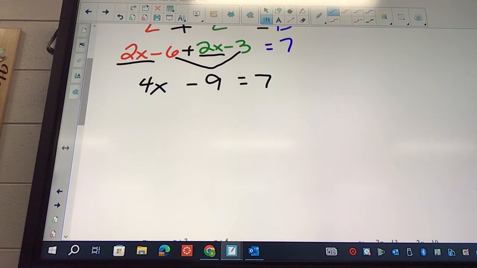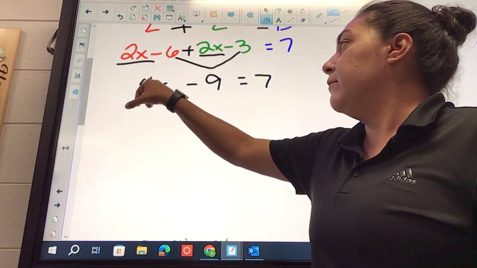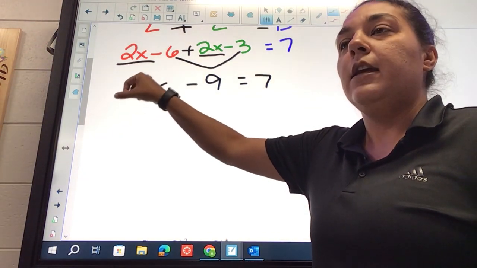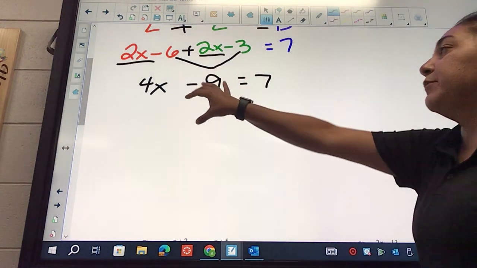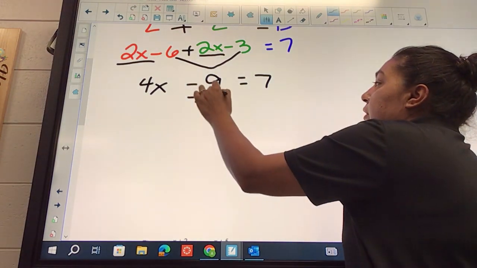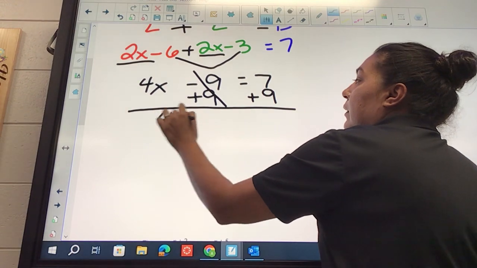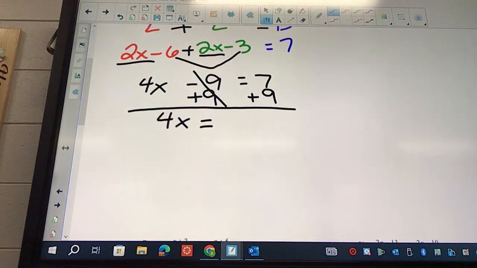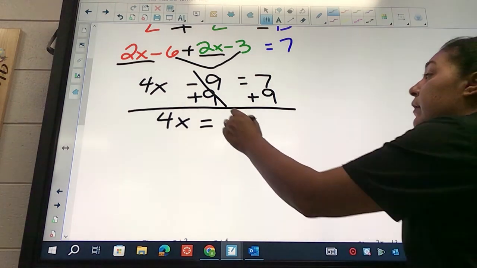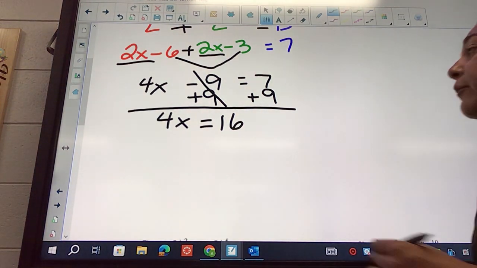So you cannot divide until all your adding and subtracting is done. And what? This is going to get divided, okay? You can never ever divide until all your adding and subtracting is done. And so this is subtraction, so we need to do addition in order to move it. Okay, 7 plus 9 is what? 16. And then our last step is to do what? Divide by 4.